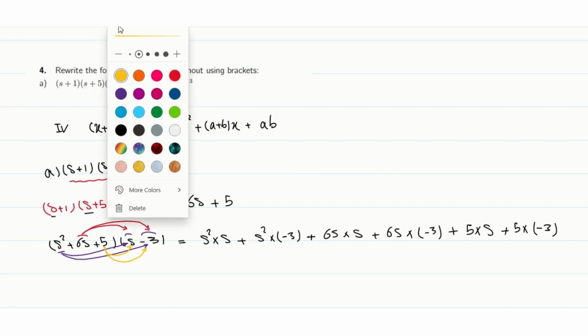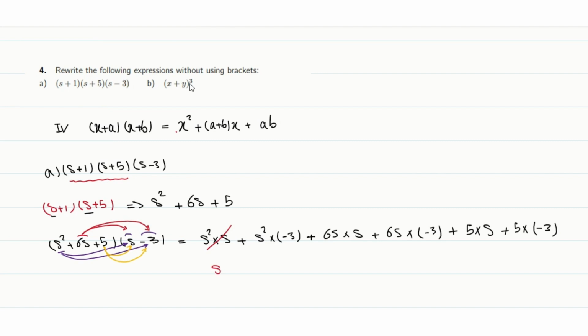So the first term would be s cubed, and this second term would be -3s squared. This one would be plus 6s times s, which is 6s squared. The fourth term, 6s times -3, would be -18s, plus we have 5s in here, and at the last we have -15.